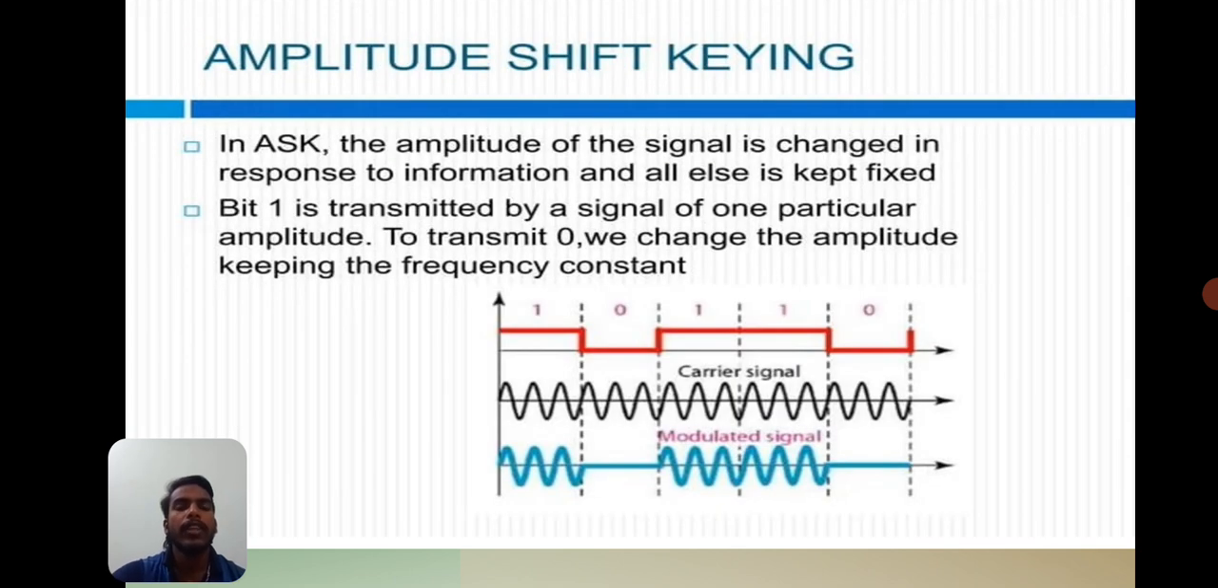Amplitude shift keying. In ASK, the amplitude of the signal is changed in response to information and everything else is kept fixed. Bit 1 is transmitted by a signal of one particular amplitude. To transmit 0, we change the amplitude, keeping the frequency constant. These are the waveforms: carrier signal and modulated signal.